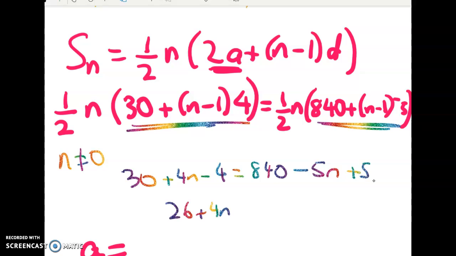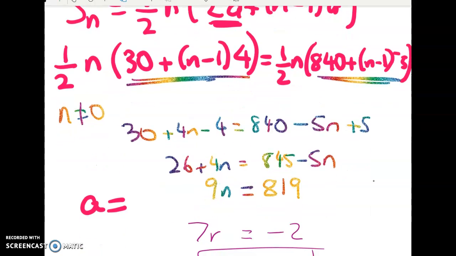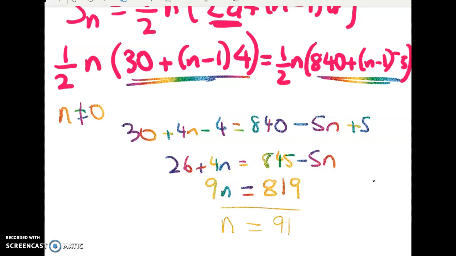26 plus 4n is equal to 845 minus 5n. 9n is equal to 819, which gives me a final answer. This is a very lovely, easy question. n is equal to 91.